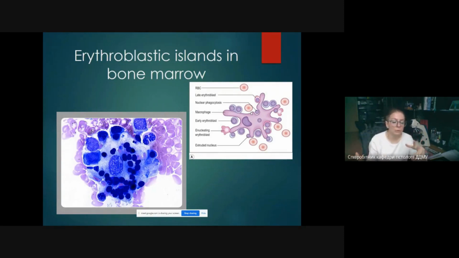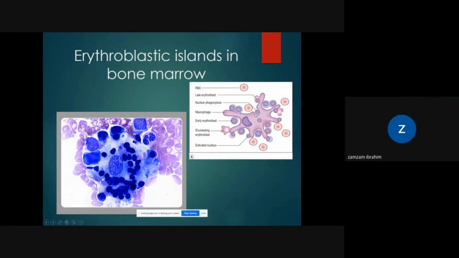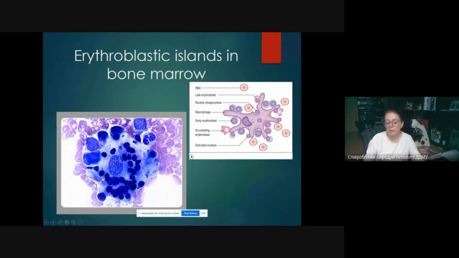For example, interleukin-3 is produced by them, stimulating the burst-forming unit here. Also, what do they do with the nuclei of the orthochromatophilic erythroblasts? What do they do with the expelled nuclei? The nucleus is ejected, it undergoes phagocytosis. Yes, so they eat those nuclei expelled by erythroblasts. They also accumulate iron. They might phagocytose defective erythrocytes and so on. So macrophages are very important cells in maintaining erythropoiesis.